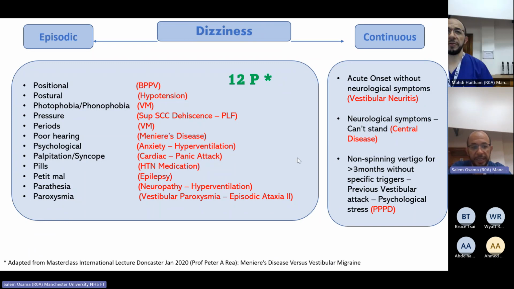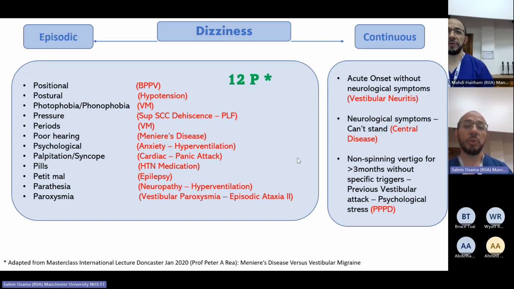I actually adapted this from one of the lectures by Professor Ray about how to differentiate between Meniere's disease and vestibular migraine. So I adapted this mnemonic of using 12B from him. But generally speaking, we're talking about episodic and continuous dizziness. For continuous dizziness, we have 3 conditions: either vestibular neuritis, central disease, or triple PPPD. Any of these disorders presents with continuous dizziness.